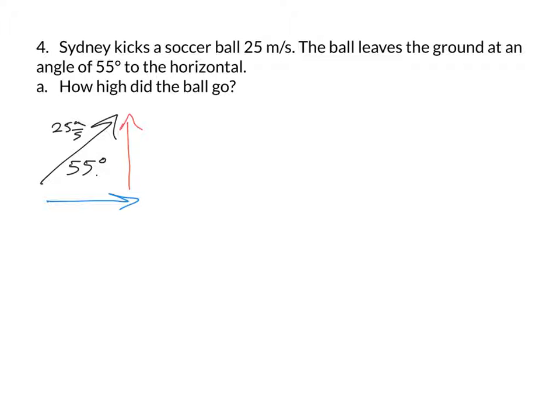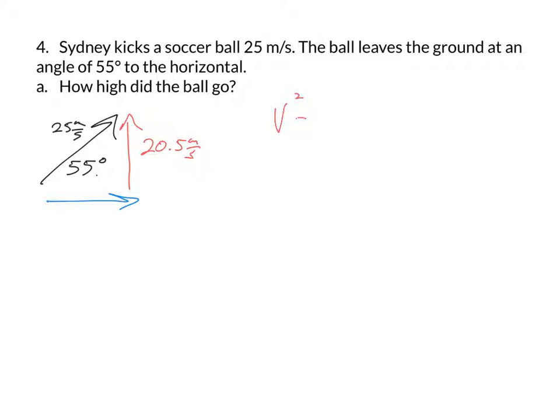All right, let's get the vertical velocity here. 25 times the sine of 55, and I get 20. Whoa, that was weird. I get 20.5 meters per second.